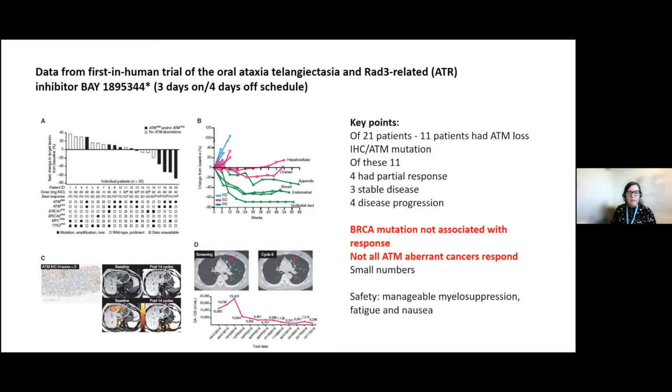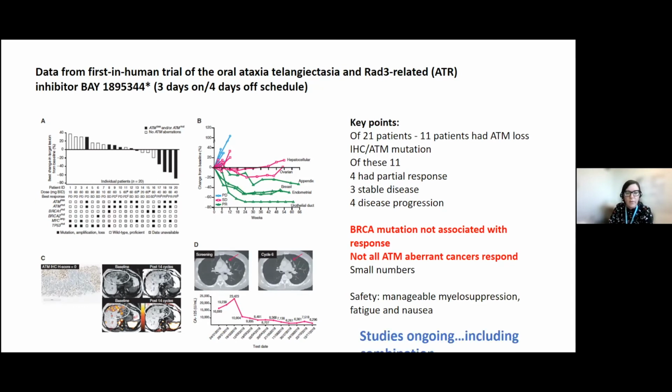21 patients, as I say, were analysed, and 11 of those had ATM loss or mutations, and the loss was just done by IHC, and 4 of those had partial responses, 3 had stable disease. Now, interestingly, BRCA mutation in the study, although it's small numbers, was not associated with response, and obviously not all patients with aberrant ATM responded, so there's still more to tease out about this. It's not as simple as our BRCA and PARP in ovarian cancer story.